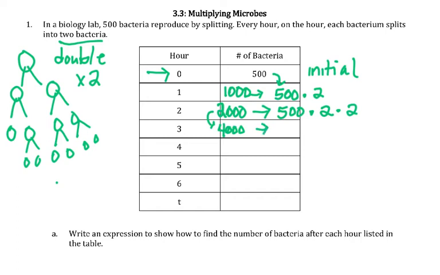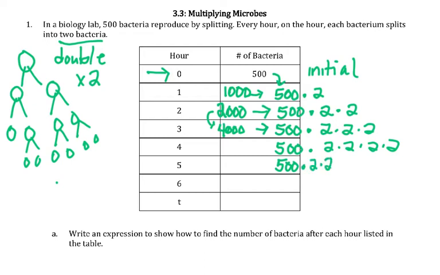Remember, I want to rewrite it, so I'm going to go 500 times, well, now I'm in hour 3, and it doubled again. There's 2 times 2 times 2, and I can do that again. 500 times 2 times 2 times 2 times 2. Oh, in 5 hours, how many times do you think I'm going to write 2? I'm going to write it 5 times. Oh my goodness. Do you guys see a different way that I can do this? Do you see how I can shorten this up?